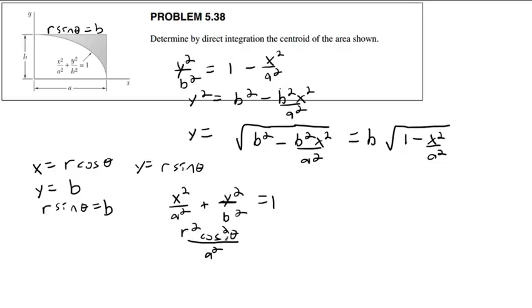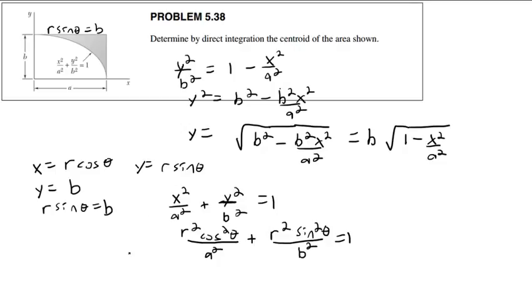X squared, r squared cosine theta over a squared plus r squared sine squared theta over b squared equals 1, right? And let's see. I don't know if this is going to get us anywhere, but it's something like that. Anyway, I'll put the solution to this one on the page. This one's just kind of annoying.